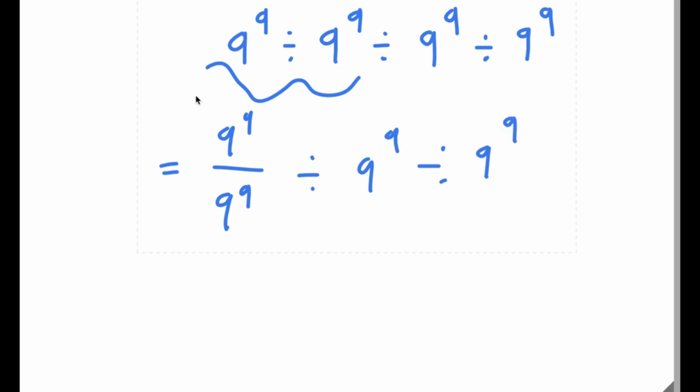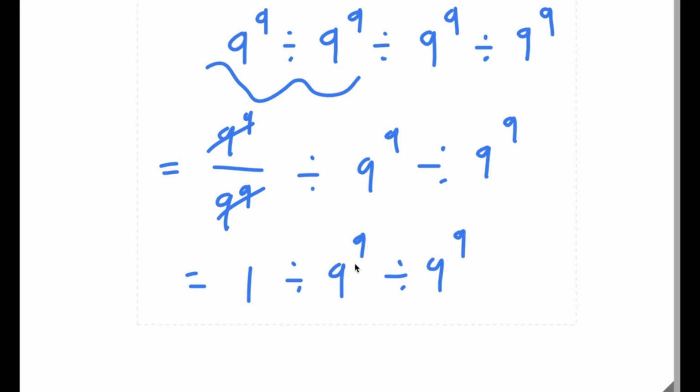Now, remember, we have to go in order because of PEMDAS. So we can't just simply switch these out. We can't just do this divided by these two. We have to go in order. So what comes first is 9 to the power of 9 divided by 9 to the power of 9. So anything divided by itself is 1, so these two cancel out, and I'll be left with 1 divided by 9 to the power of 9 divided by 9 to the power of 9.